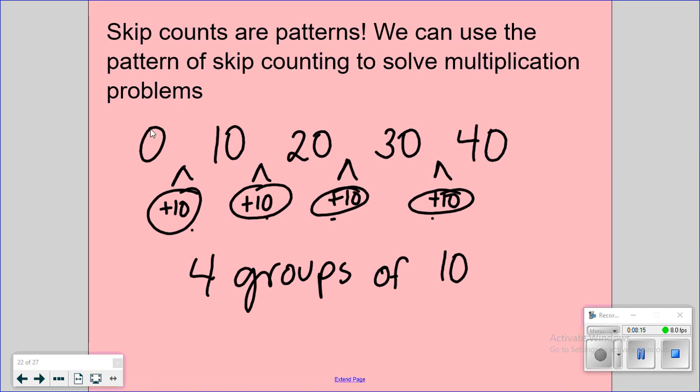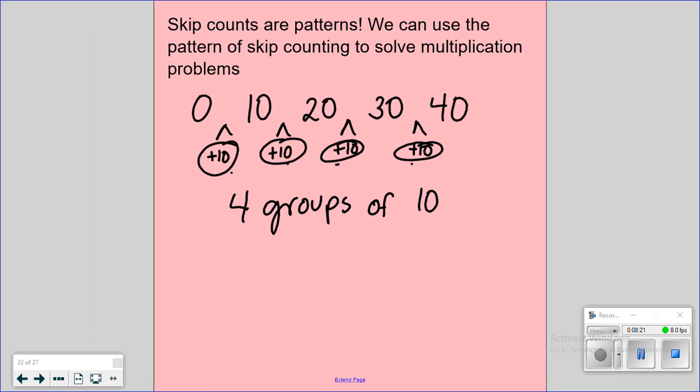4 groups of 10. If I write this as a multiplication equation instead of in English, it looks like this. What number did I stop at when I did my 4 groups of 10? Shelby? 40. 10, 20, 30, 40.